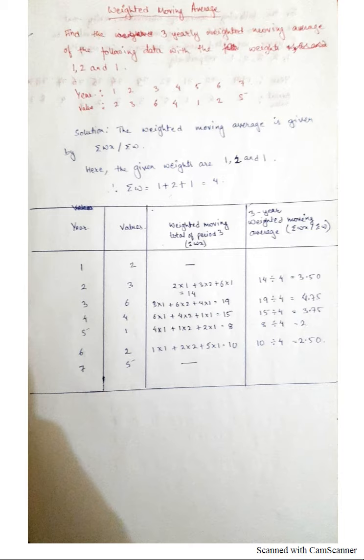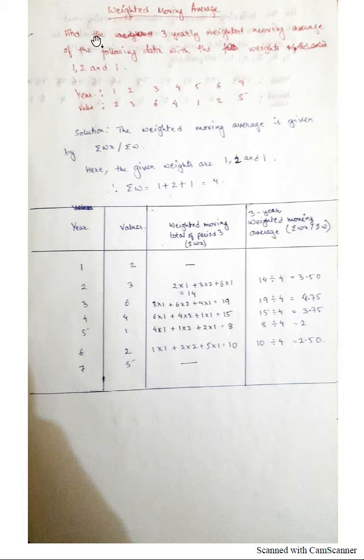Now the next example that we are going to solve is weighted moving average. Find the 3-yearly weighted moving average of the following data with the weights 1, 2 and 1. So we are asked to find 3-yearly weighted moving average. Till now we were dealing with moving average. Now we will be dealing with weighted moving average. So let us see how we deal with this.